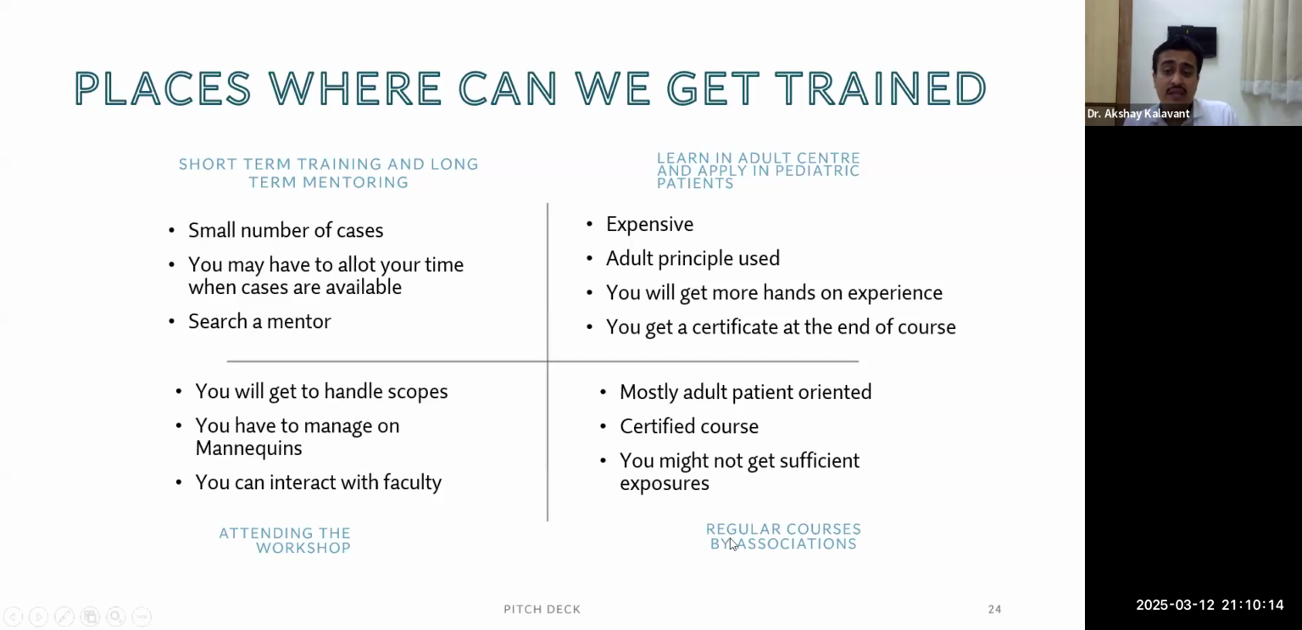Now, next, the regular courses are actually conducted by associations. You must have heard the name AMASI, Association of Minimal Access Surgeons of India, where they conduct regular courses, and they also acknowledge pediatric surgeons in their courses. I have seen their brochure where they have a certified course where even MCH pediatric surgeons, MCH gastro, basically the gastroenterologist, and MCH surgical oncologists are also allowed. So they acknowledge. That is one good thing I've seen in that brochure.